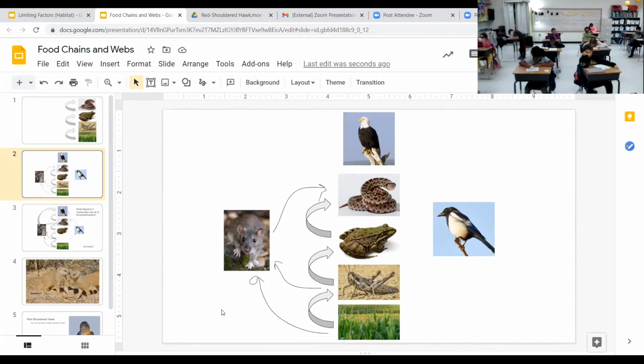Let's see. What about the bird on the right? That bird on the right is just an insectivore, which means it primarily just eats insects. I already gave that one away a little bit, so I'm going to go ahead and draw that one in. But the grasshopper is also going to feed this bird. Does that make sense to everybody? All right, what else can the snake eat? On the left with the pink?